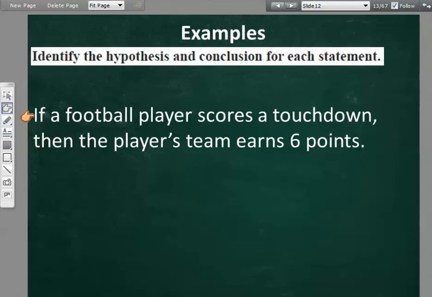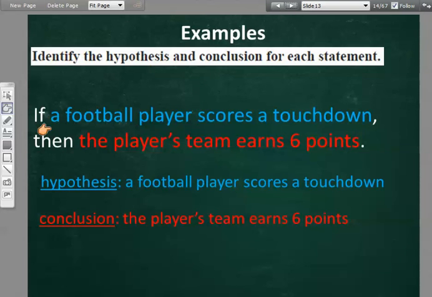Same kind of problem. If a football player scores a touchdown, then the player's team earns 6 points. So I highlighted in blue the hypothesis, highlighted in red the conclusion. So I'm going to write my hypothesis without the word if. A football player scores a touchdown. Writing my conclusion, leaving out the word then. The player's team earns 6 points.